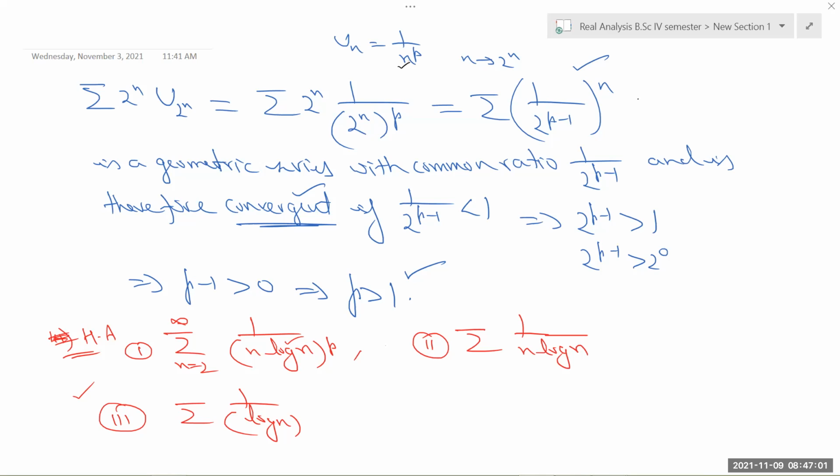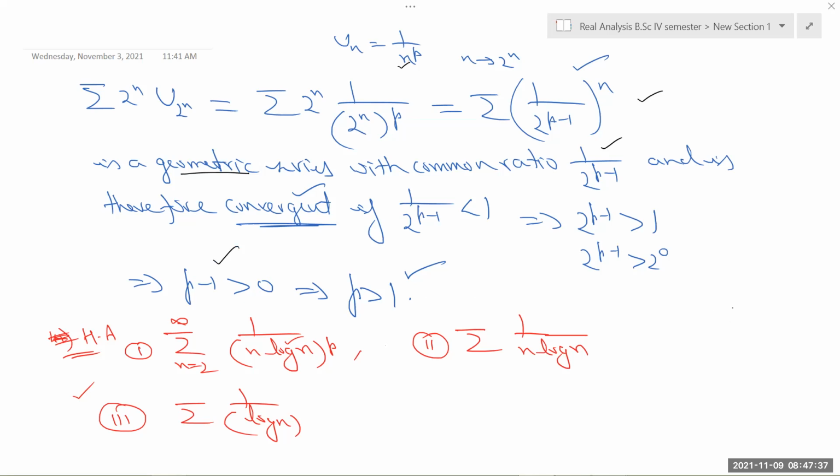Now one can see that this is a geometric series with common ratio 1 by 2 to the power P minus 1. And we know under what condition a geometric series converges: if its common ratio is less than 1. So this is a geometric series with common ratio 1 upon 2 to the power P minus 1, and is therefore convergent if this common ratio is less than 1. After applying this condition, we will have 2 to the power P minus 1 greater than 1, or I can write it as 2 to the power P minus 1 greater than 2 to the power 0. So after comparing, I will have P minus 1 greater than 0, or P greater than 1.